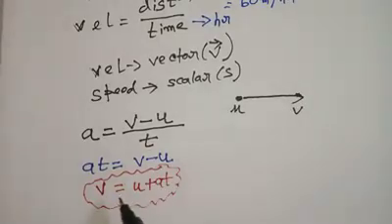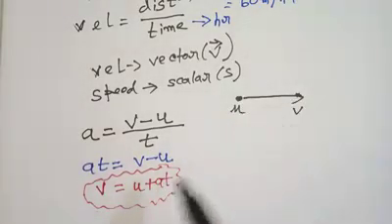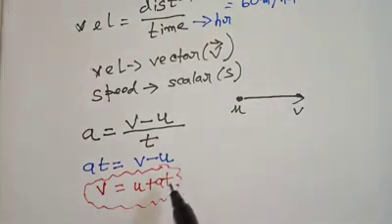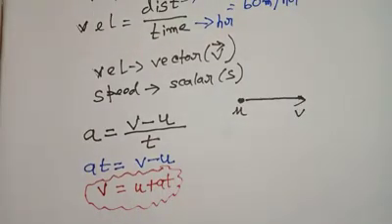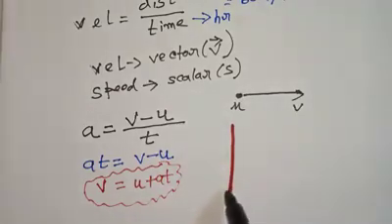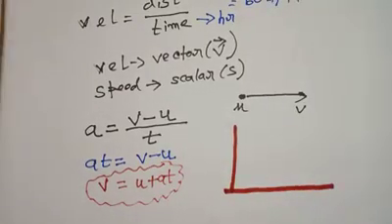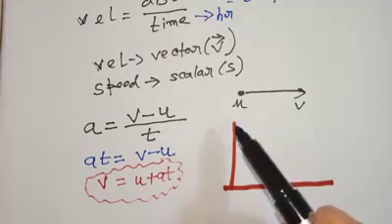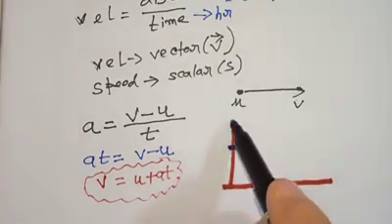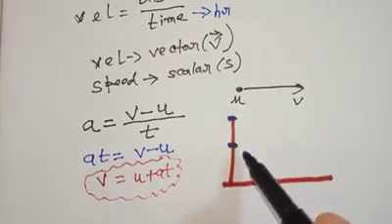V equals u plus at, that means velocity equals what you start with plus you accelerate at a certain rate and then multiply it by time. Let us look at how this movement would look if we plot it on a graph. I will use a simple graph, something like this. What we are doing over here is mentioning the velocity. We started with an initial velocity u and reached a velocity of v, and the graph will look something like this.